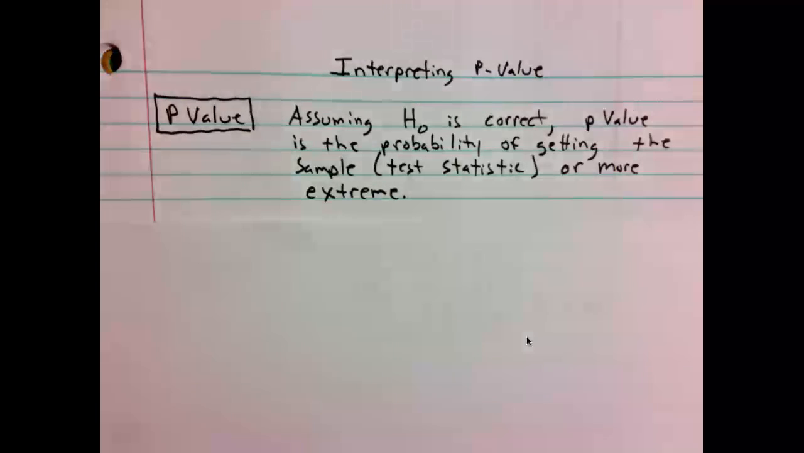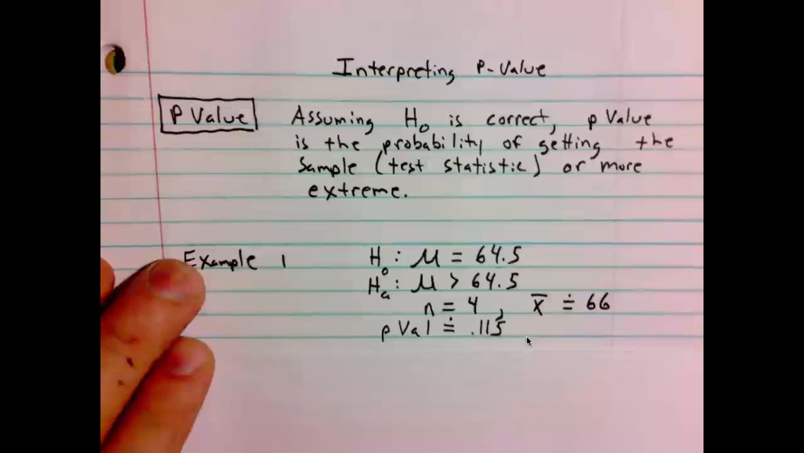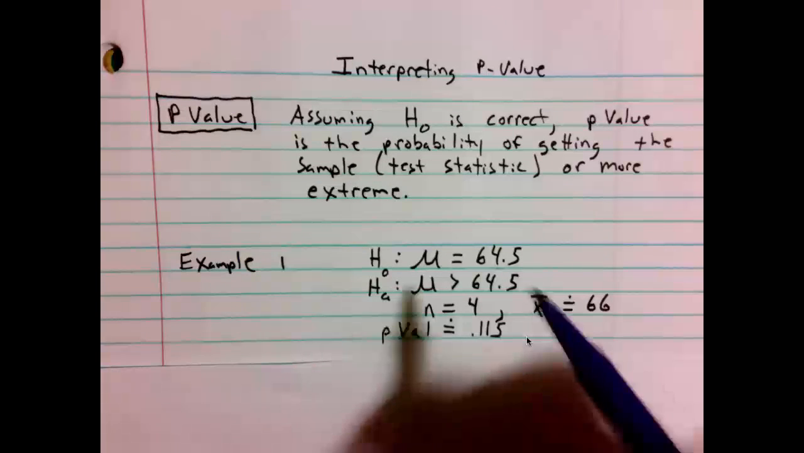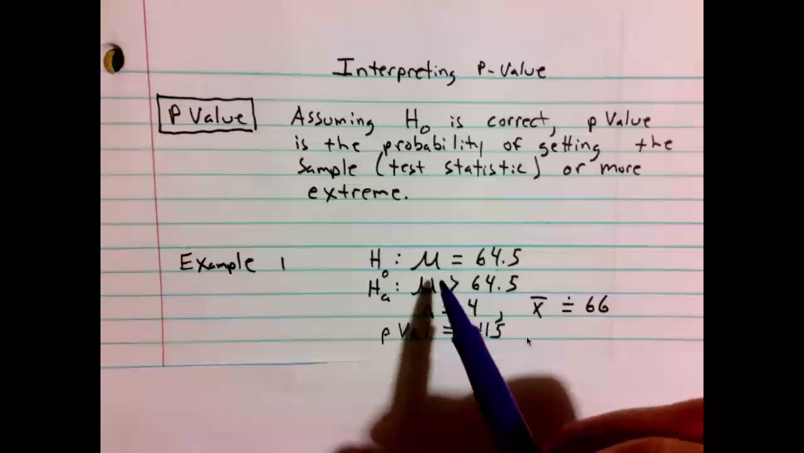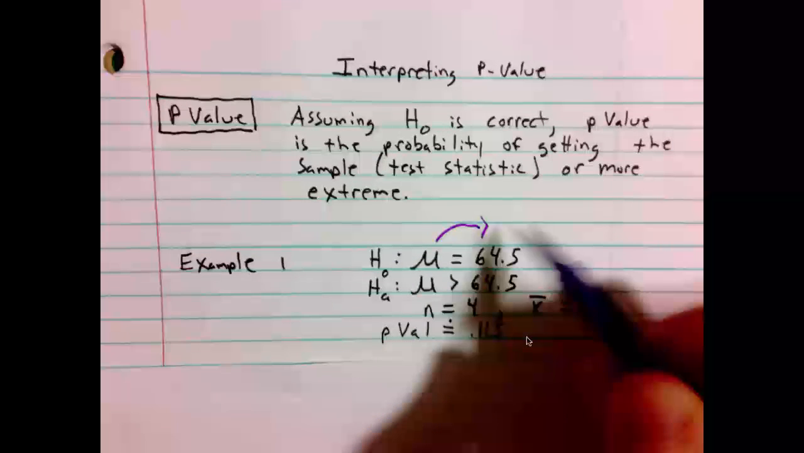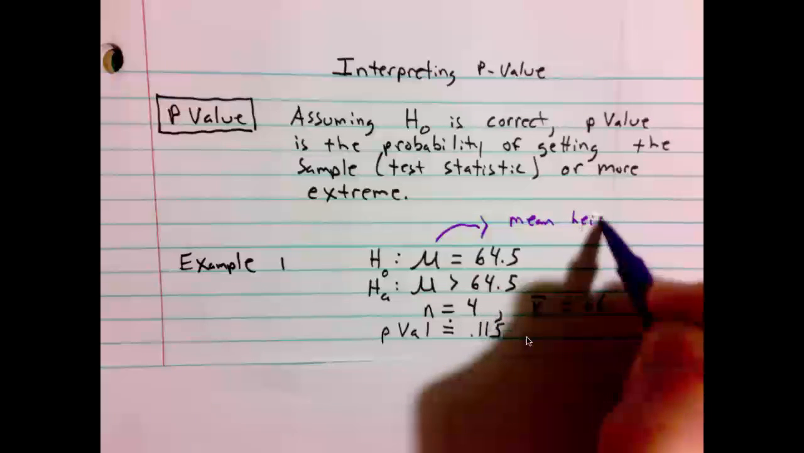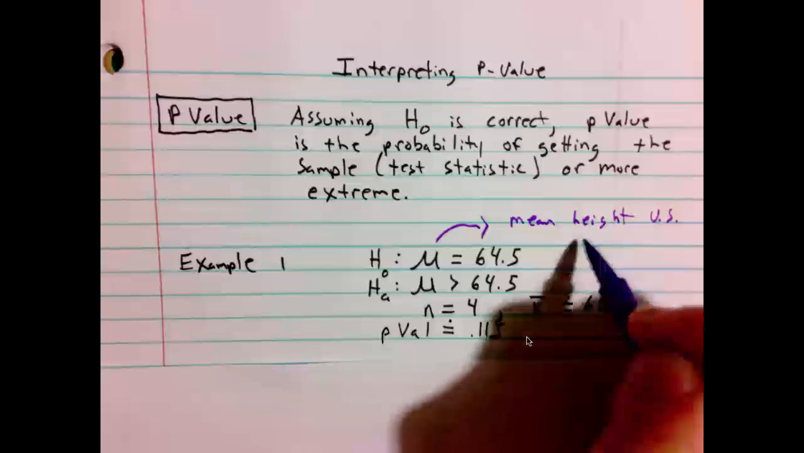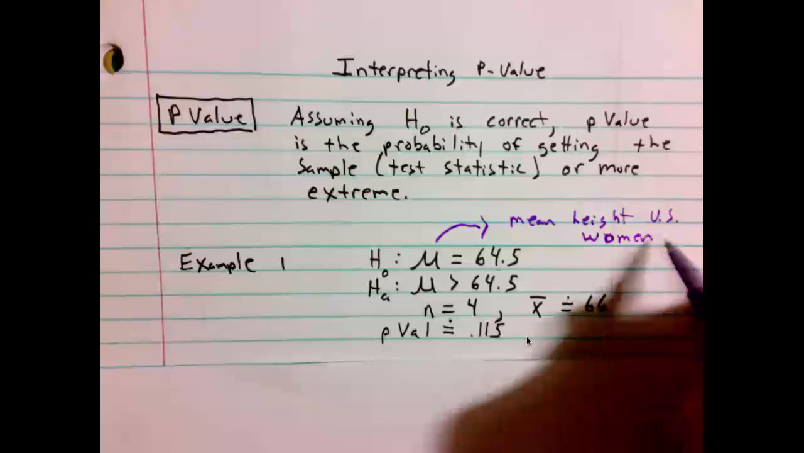Let's look at a particular example. Alright, example number 1. We've seen this mean height of adult American women before. Let's assume that mu is the mean height of U.S. women measured in inches.